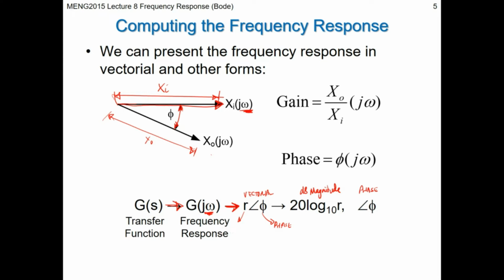Let me get rid of the excess. And so we've got the transfer function form, frequency response form, polar form, and then we've got the magnitude and phase form.